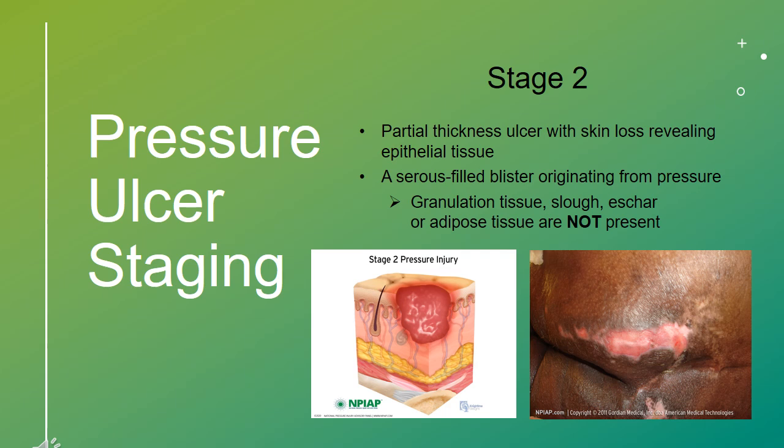Epithelial tissue is non-vascular, which results in a serous blister, compared to a blister of color that is influenced by vascular tissue. A Stage 2 pressure ulcer does not have presence of granular tissue, slough, or adipose tissue in the wound. These wounds are usually managed with moist wound healing and protection from further breakdown.